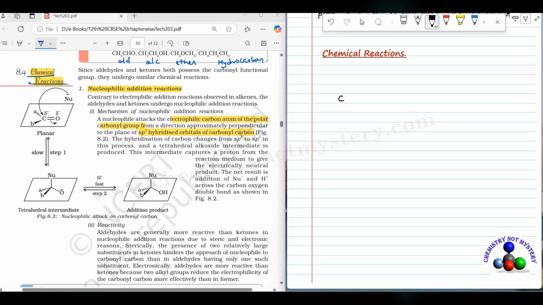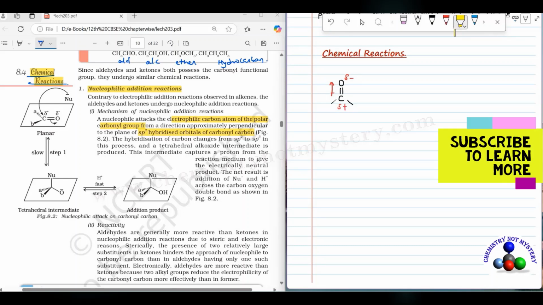Here this is the carbonyl carbon bonded to oxygen with a double bond. So this carbon is carbonyl carbon. Oxygen is more electronegative than carbon. So here the dipole will be shifted towards oxygen. As the dipole shifted towards oxygen, oxygen will develop delta negative charge and carbon will develop delta positive. So this positively charged carbon is the electrophilic center, as this carbon is electron deficient.